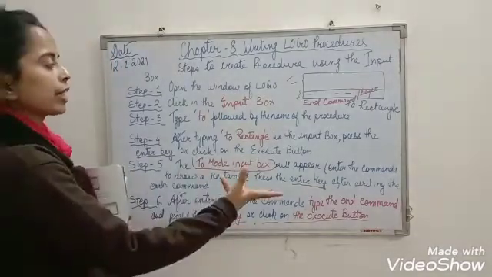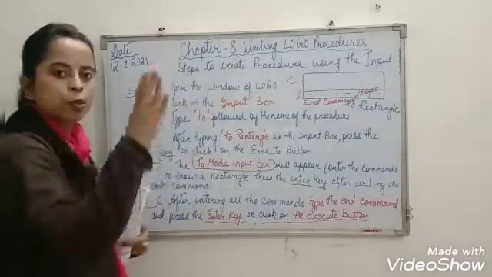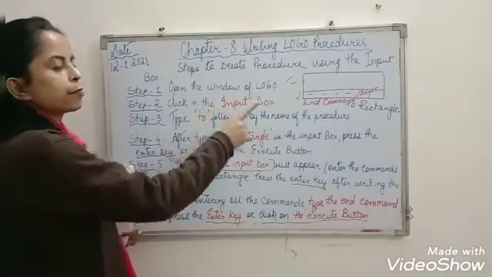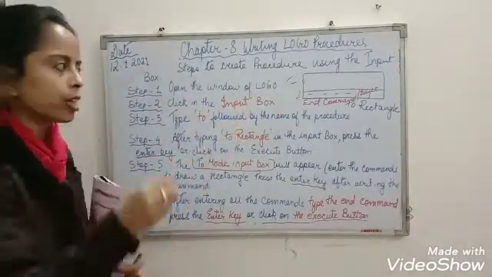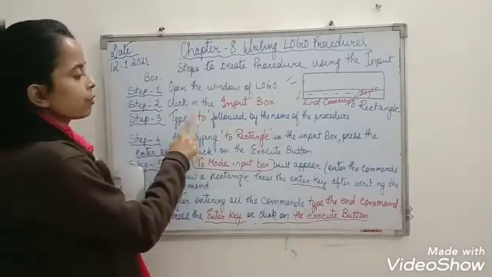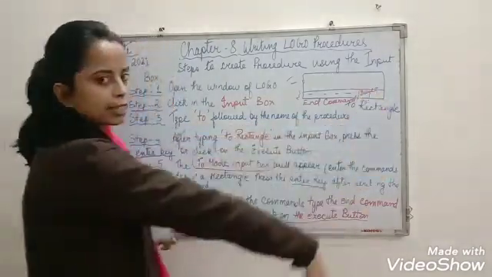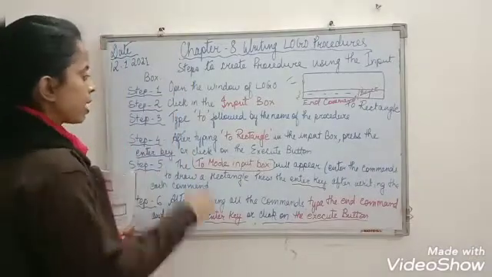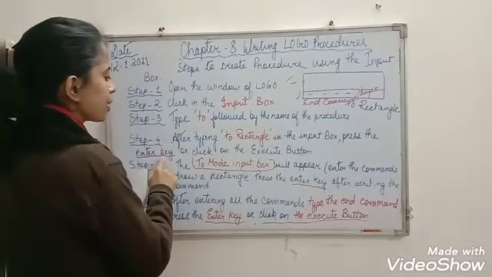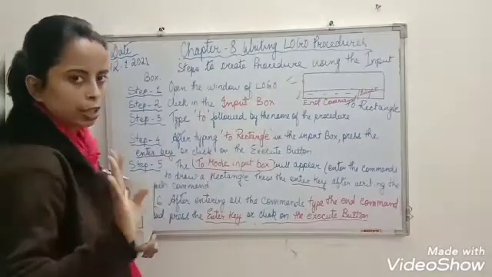To draw a rectangle using the Logo procedure, first you have to open the Logo window. Then click in the input box. When you click the input box, the cursor will start blinking. There you have to write 2 followed by the name of the procedure. Your procedure name is rectangle, so you will write 2 rectangle. After typing 2 rectangle in the input box, you have to press the enter key or click on the execute button.